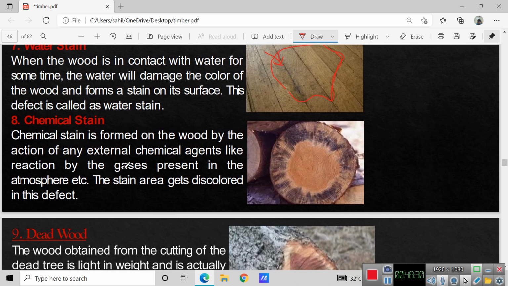Now chemical stain is formed on the wood by the action of any external chemical agents, like reaction by the gases present in the atmosphere, etc. The stain area gets discolored in this defect. You can see the stain area in this wood gets discolored. So this can happen due to any chemical agent or any gases present in the atmosphere around it.